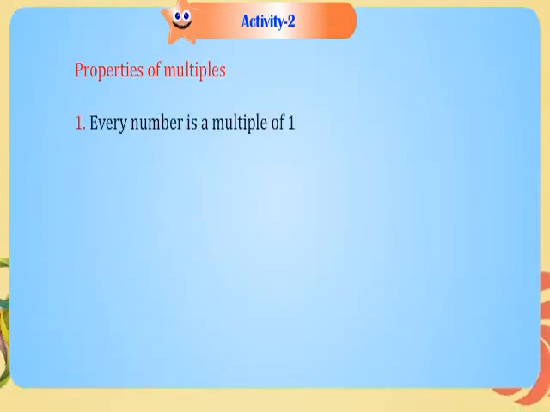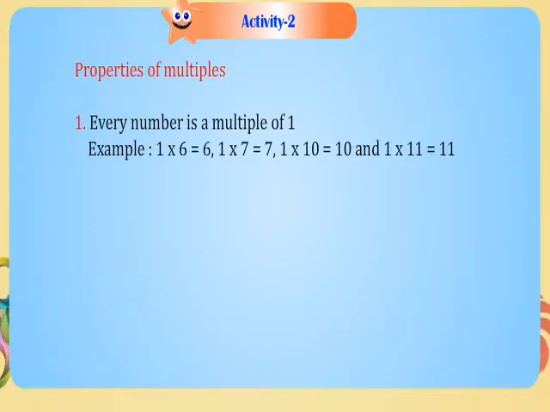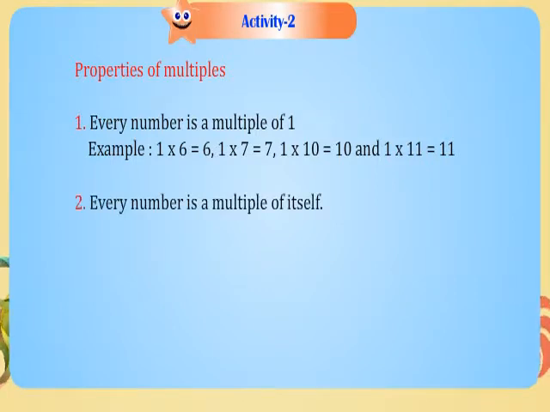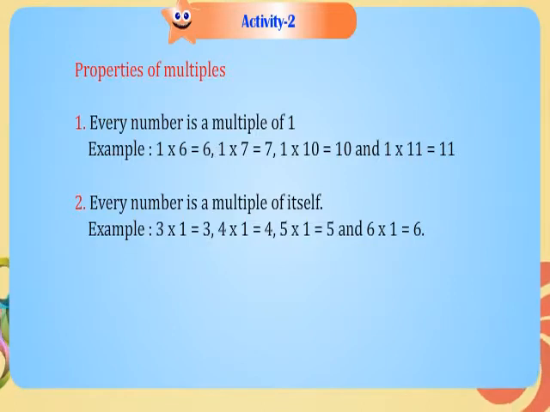First, every number is a multiple of 1. For example, 1 into 6 equals 6, 1 into 7 equals 7, 1 into 10 equals 10 and 1 into 11 equals 11. Second, every number is a multiple of itself. For example, 3 into 1 equals 3, 4 into 1 equals 4, 5 into 1 equals 5 and 6 into 1 equals 6.